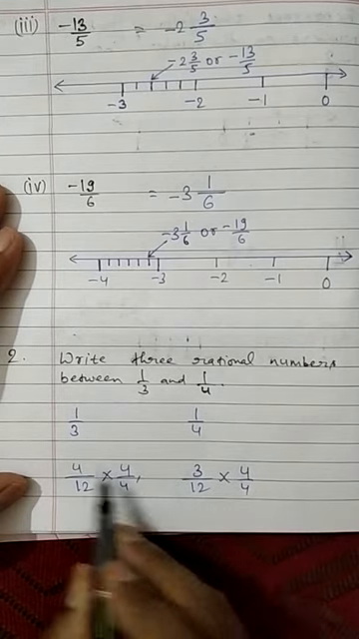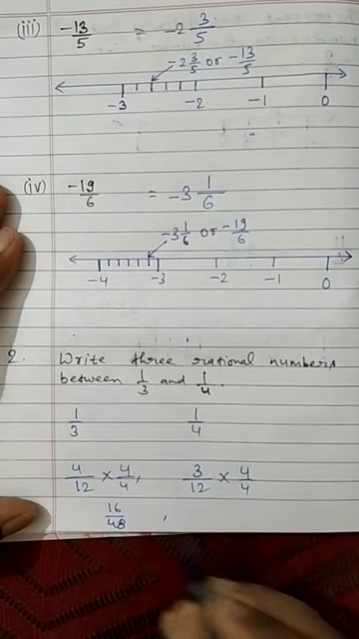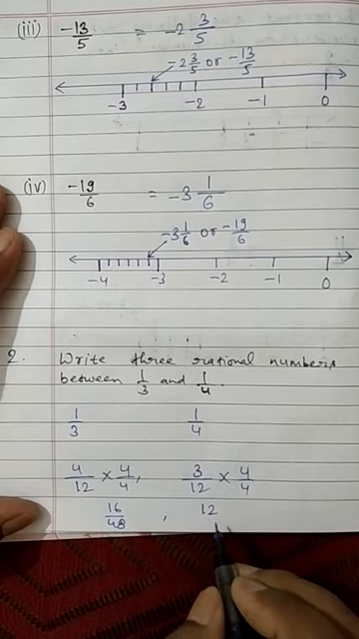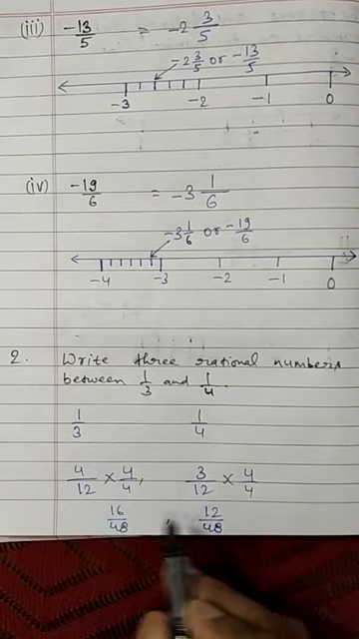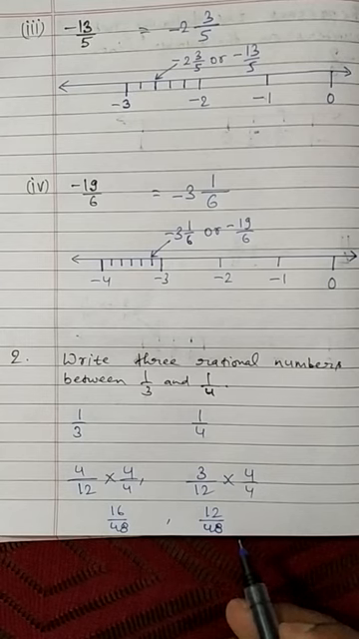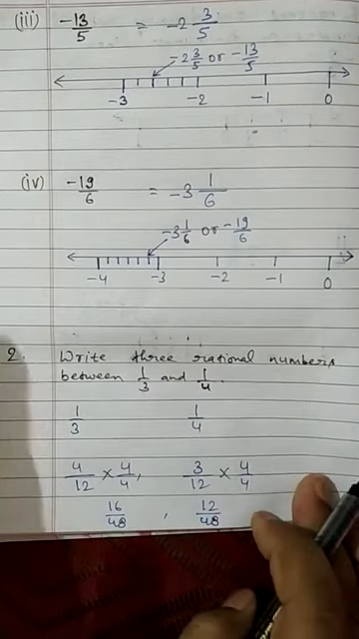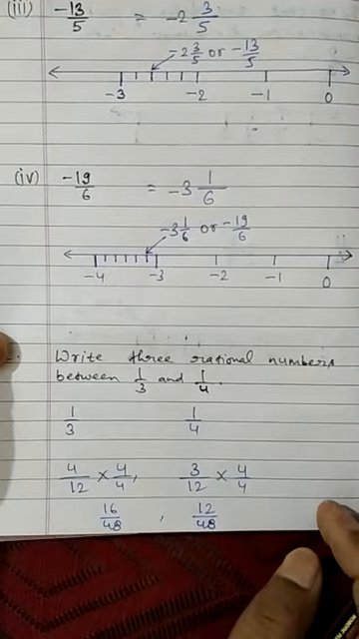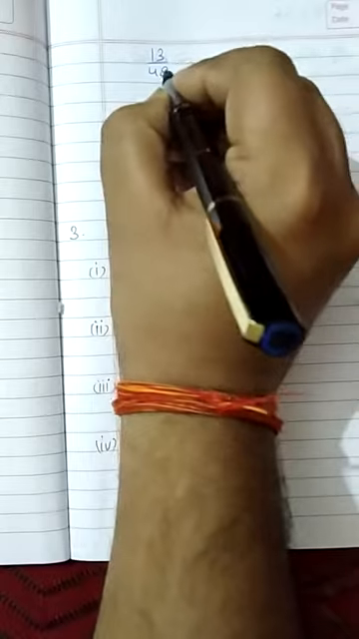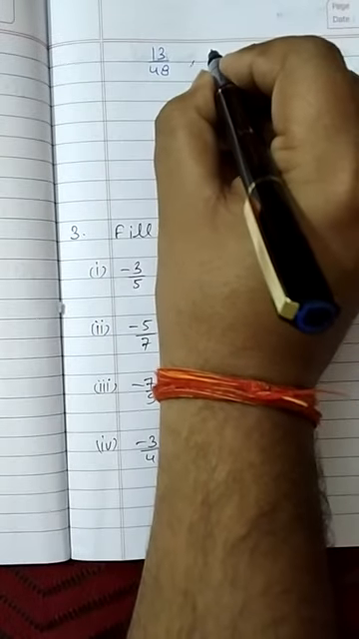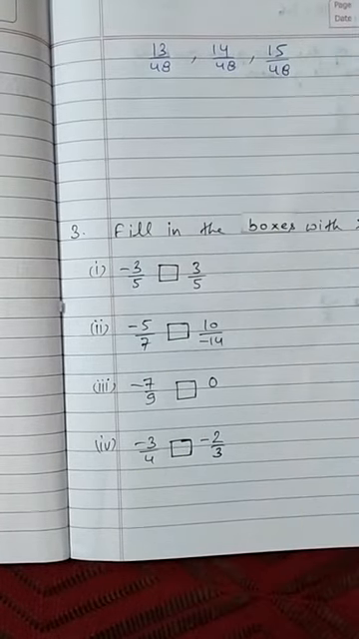So this is 4 4s are 16 and 12 4s are 48. 3 4s are 12 and 12 4s are 48. Now between 12 and 16 we have 13, 14 and 15. So 13, 14 and 15 will be the required 3 rational numbers. So let us write the complete fraction as our answer. 13 upon 48, 14 upon 48 and 15 upon 48.